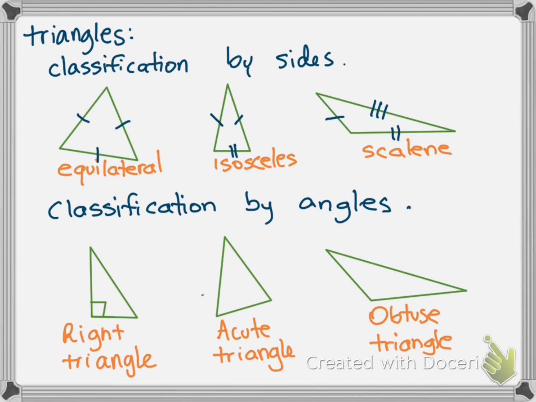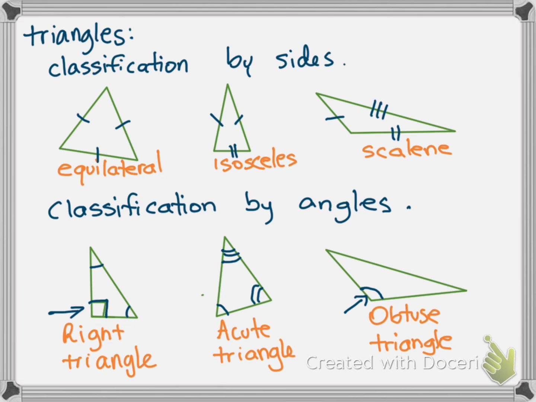Then we have the classification by angles. And in this one we have the right triangle, which is the triangle that has a right angle. Then we have the acute triangle, in which all of the angles are acute. And then the obtuse triangle has an obtuse angle. And obviously, the other 2 angles are going to be acute. The same happens with the right angle. These 2 have to be acute because they have to add up to 180.